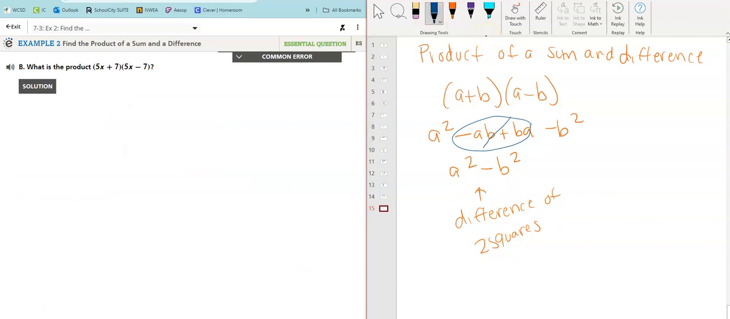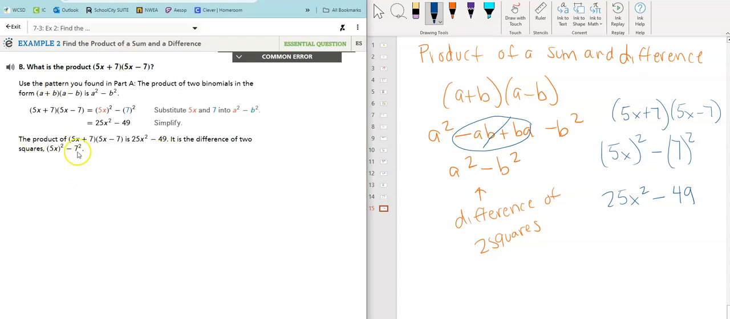So let's go ahead and try that out. We're going to use 5x plus 7 and 5x minus 7. And we're going to use our quick little cheat right here. So instead of multiplying them out, I'm going to say that this is 5x squared, and this is going to be minus 7 squared. And I'm going to get 25x squared minus 49. So let's see over here. Here we go. Using our pattern, we got the same answer here. There you go.